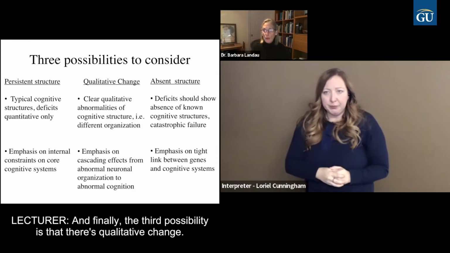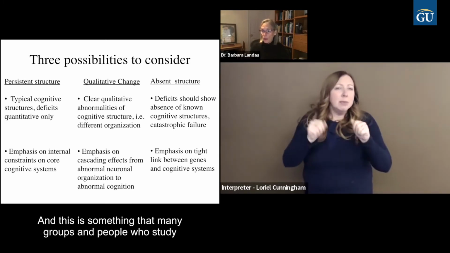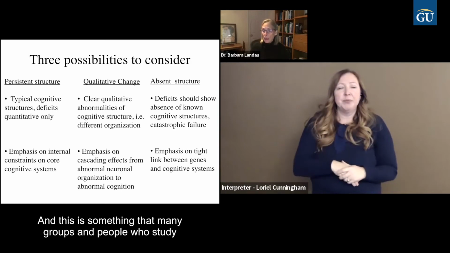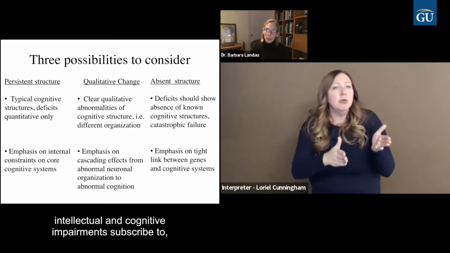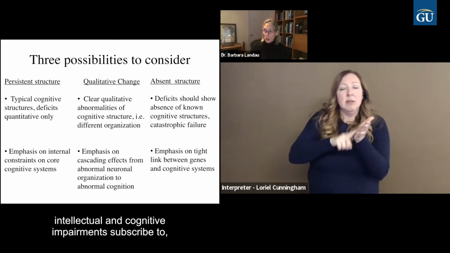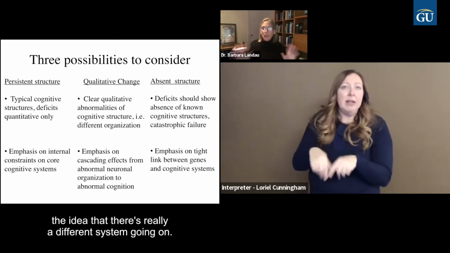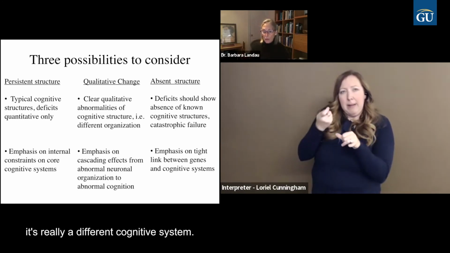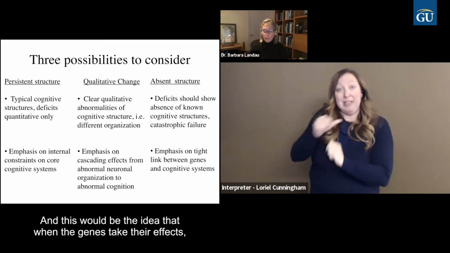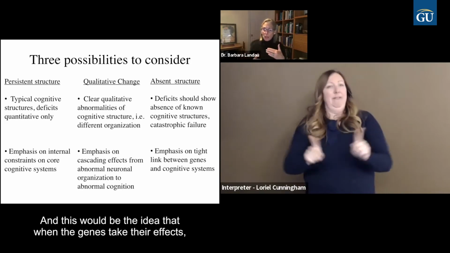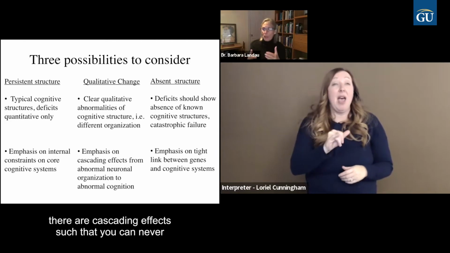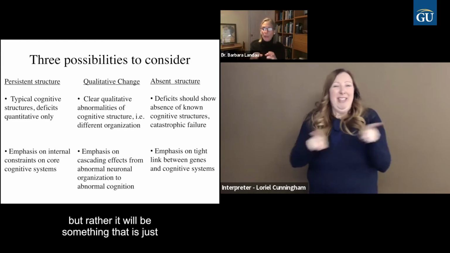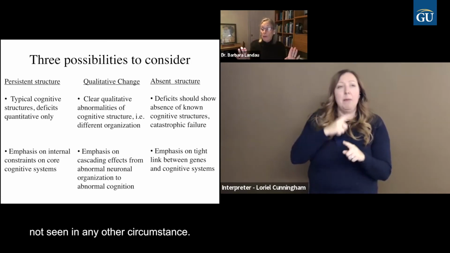And finally, the third possibility is that there's qualitative change. And this is something that many, many groups and people who study intellectual and cognitive impairments subscribe to, the idea that there's really a different system going on. It's not the same as a typically developing individual. It's really a different cognitive system. And this would be the idea that when the genes take their effects, there are cascading effects such that you can never get the same structural organization of cognition, but rather it will be something that is just not seen in any other circumstance.